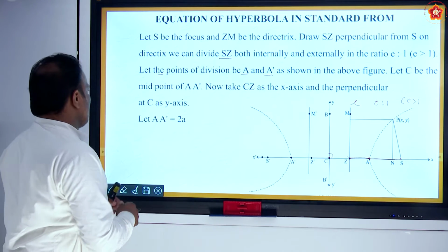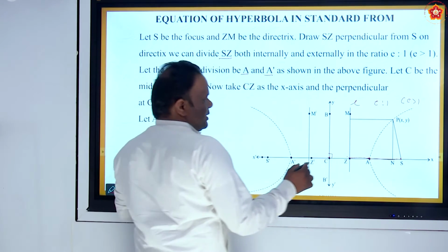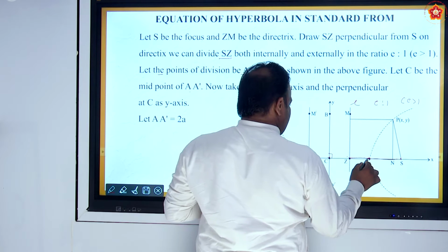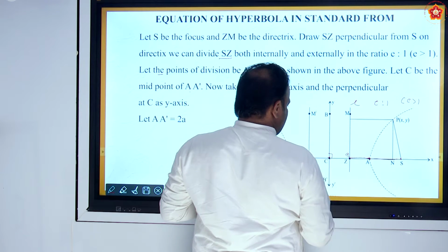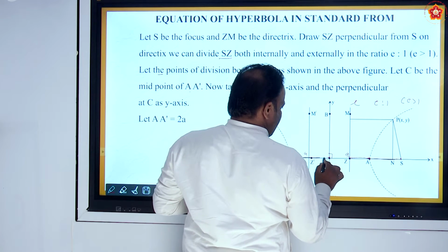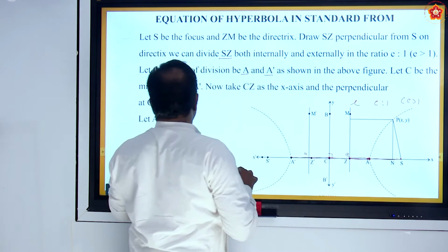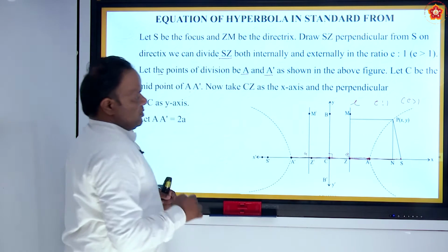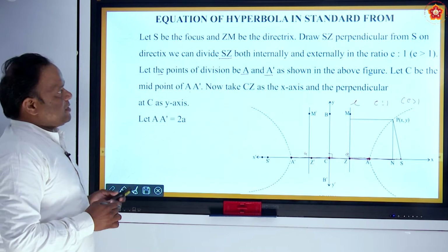Okay. Now take C to A. This length is a, and C to A dash, this length is also a. So A A dash is nothing but a plus a, which is 2a. A A dash becomes a plus a, 2a.